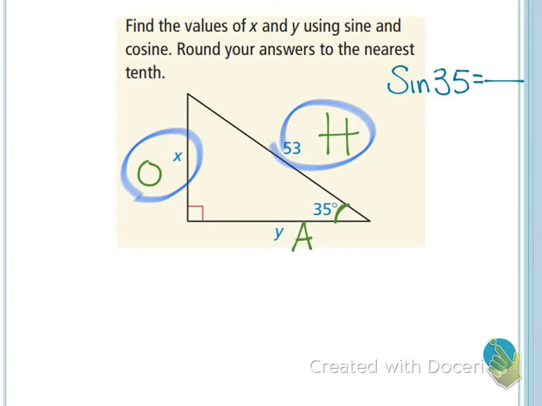Sine of 35 equals the opposite, which is x, over the hypotenuse, 53. X is being divided by 53, so the opposite of that is multiplying by 53. We did not have to flip it, because 53 was on the bottom. So 53 times sine of 35. What is it? 30.4. 30.4.